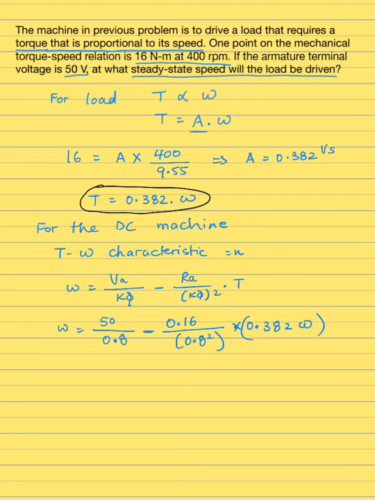So you're going to combine the omega terms together, and it's only one equation, one unknown. So you solve for omega, and once you solve for omega, omega comes to 57.1 radians per second. And you can always convert this to RPM. So you're going to say 57.1 multiplied by 9.55, and that gives you N, the steady state speed of the machine to drive this load with the 50 volt armature voltage. So the speed it's going to run at to drive this load is 544 RPM.